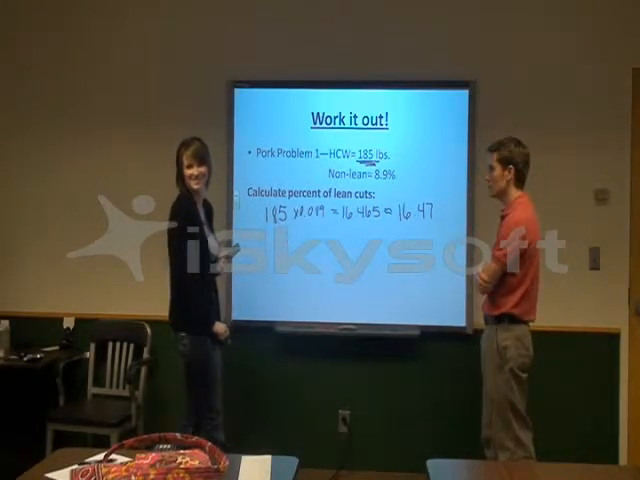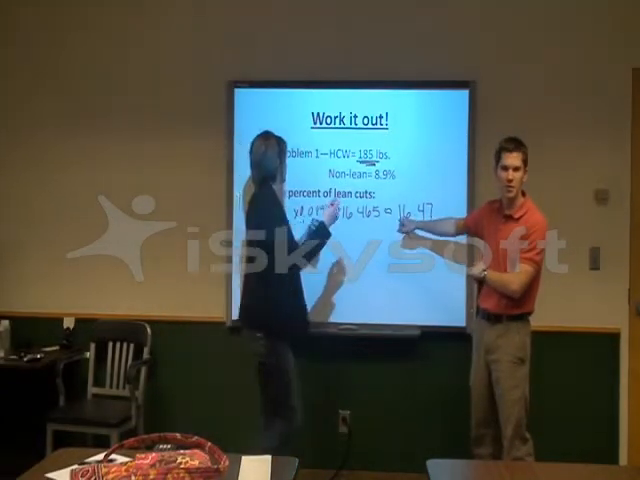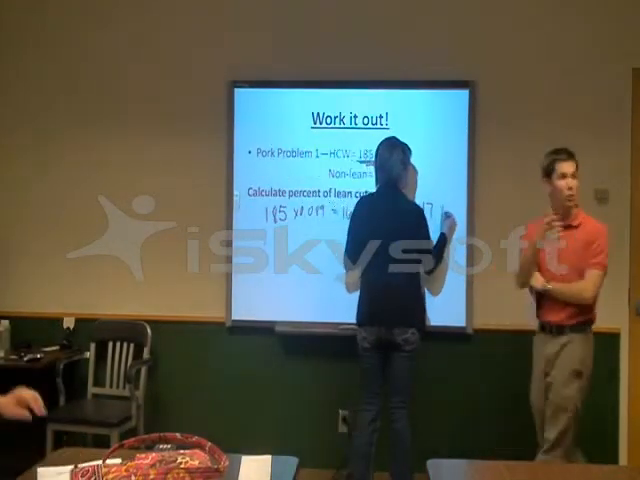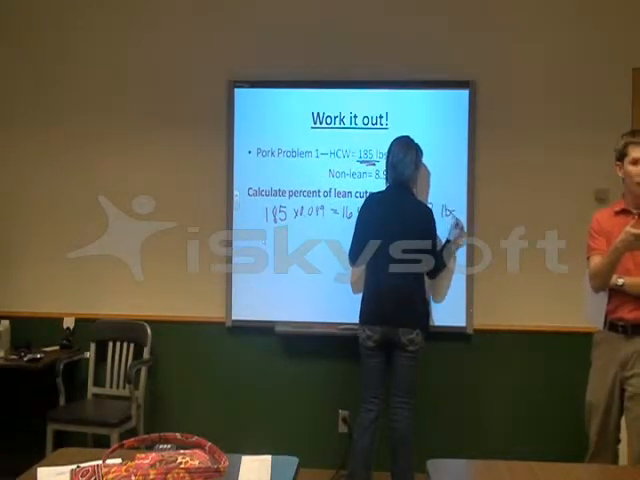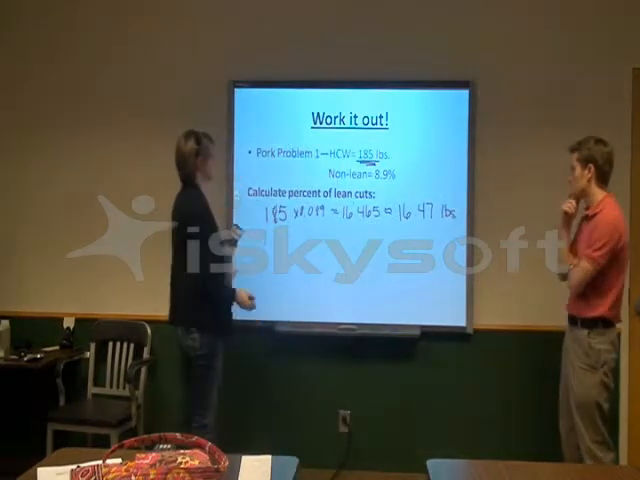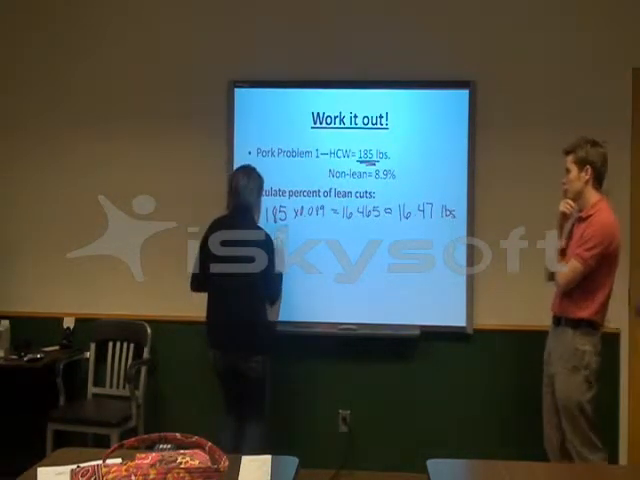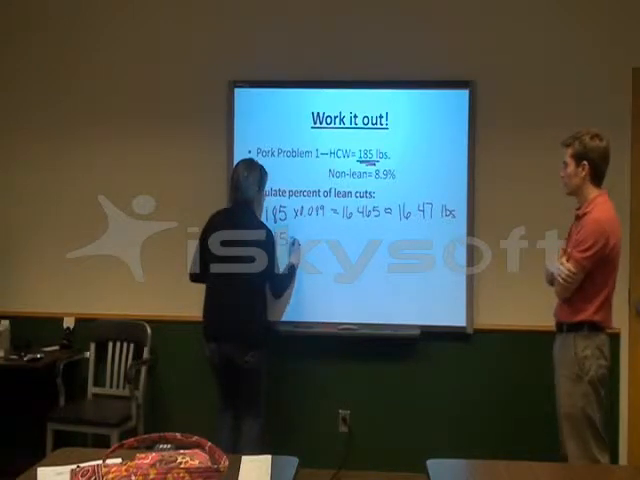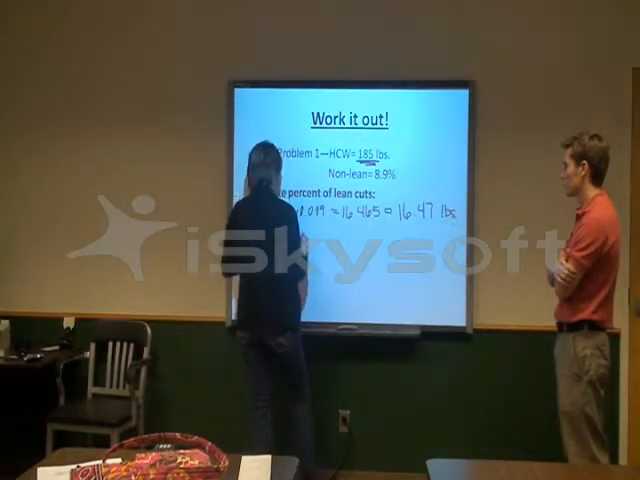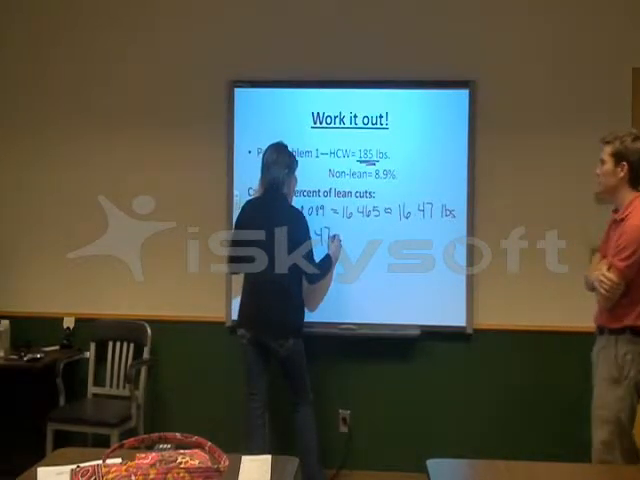Mine is pounds of non-lean. Okay, so 185. What is this number right here? 16 point... It's actually non-lean cut weight. Non-lean, sorry. 8%. Non-lean cut. So now I do 185 minus 16.47, right? You subtract the non-lean from the total. You're right.